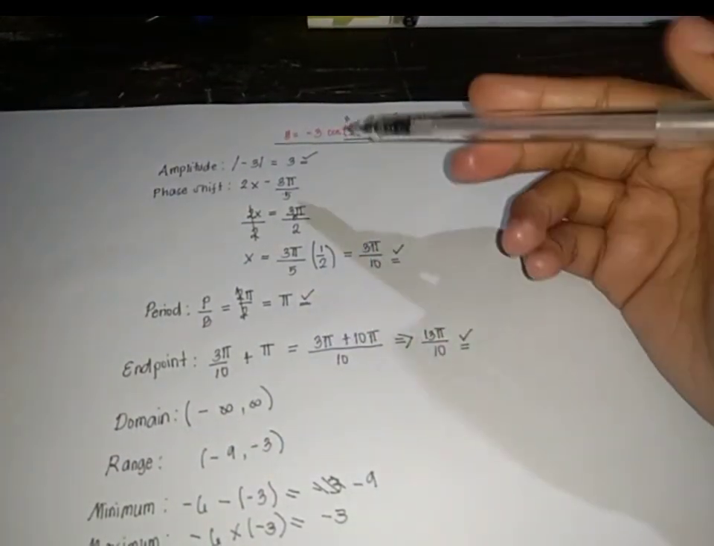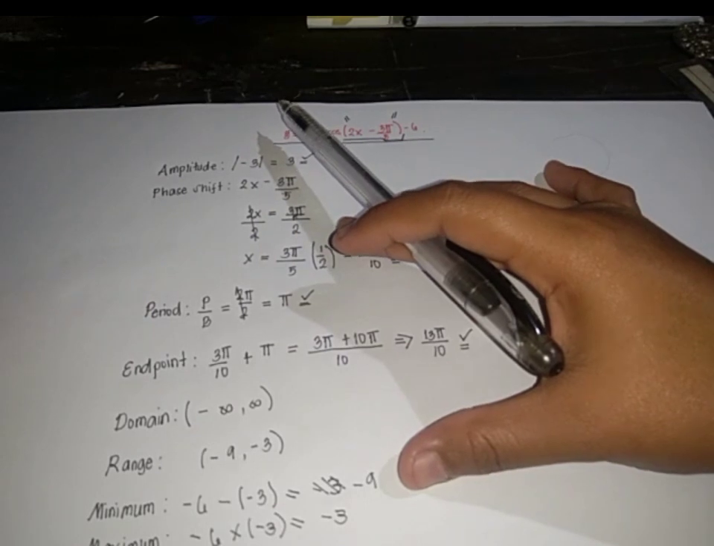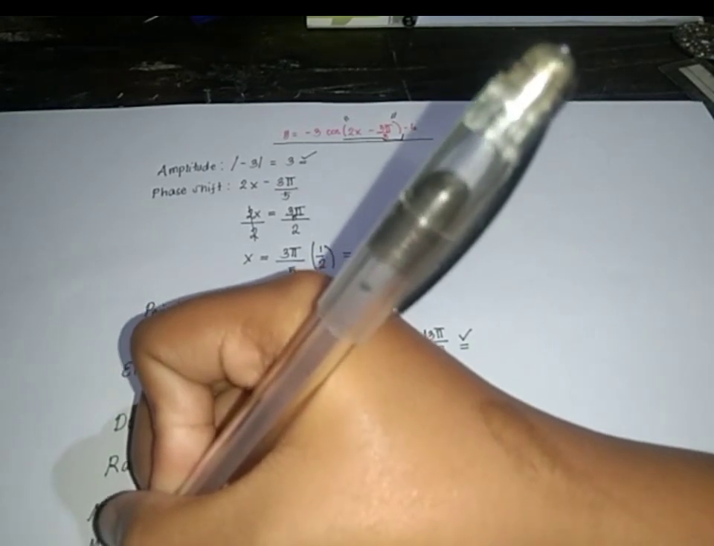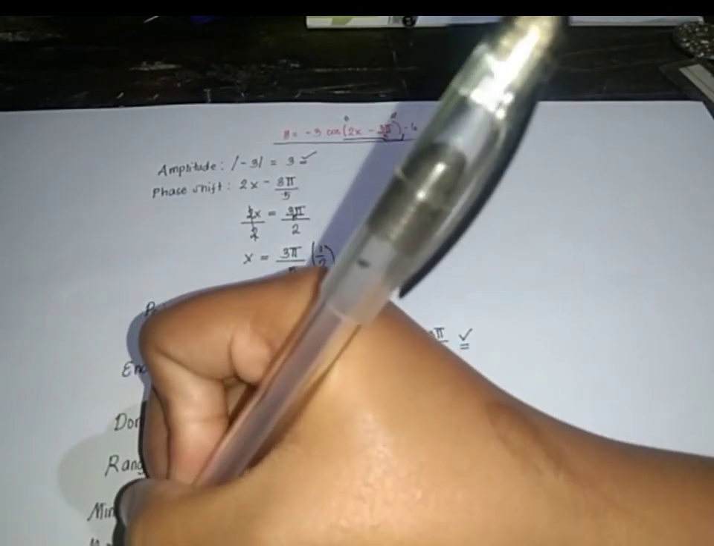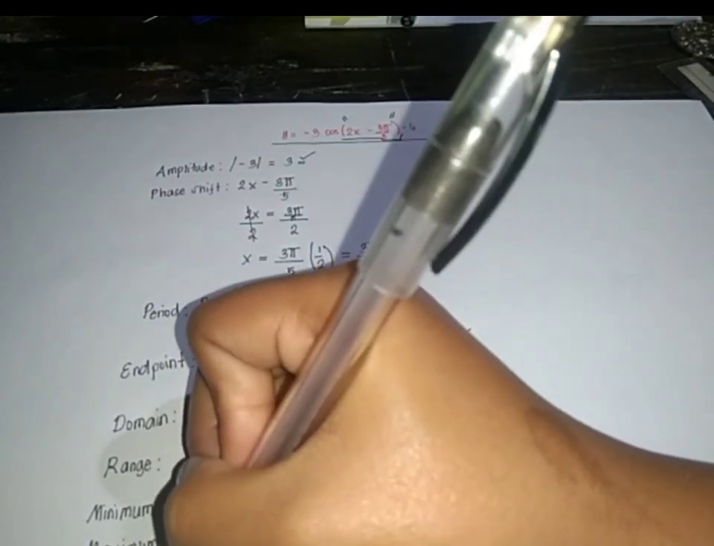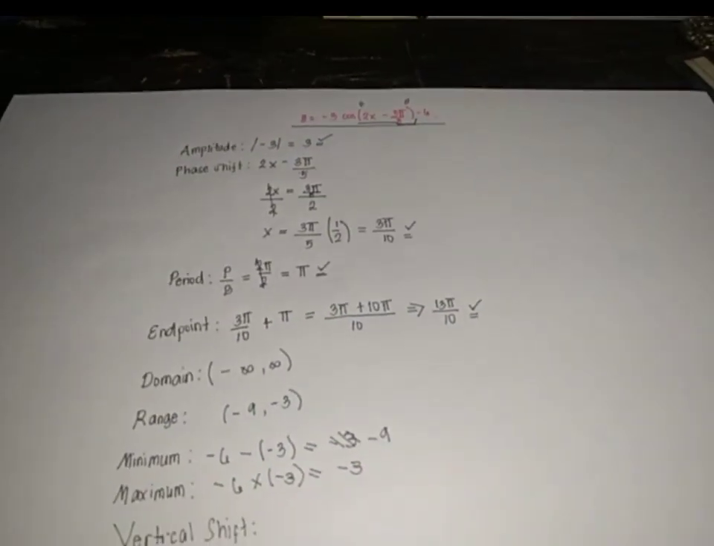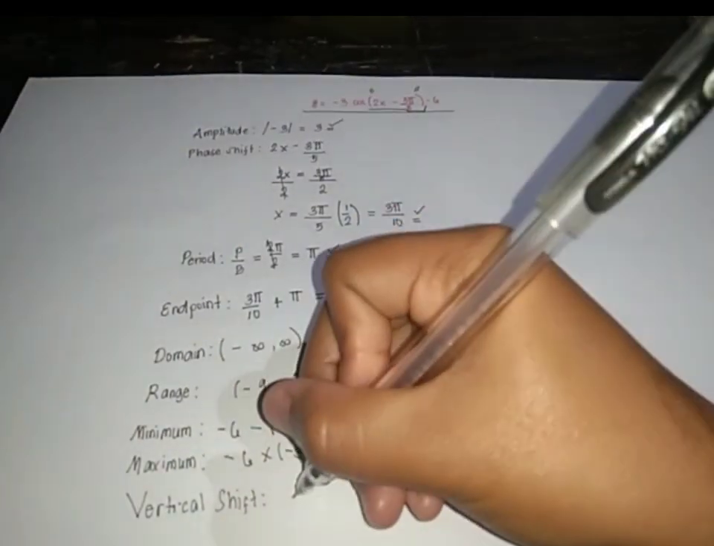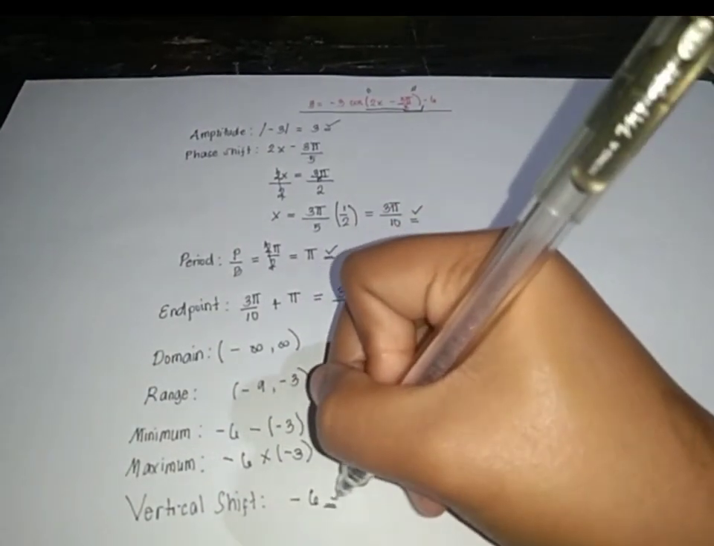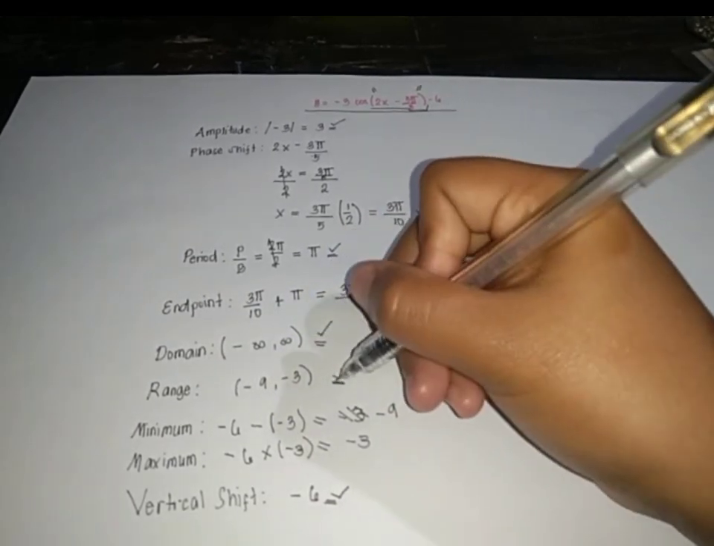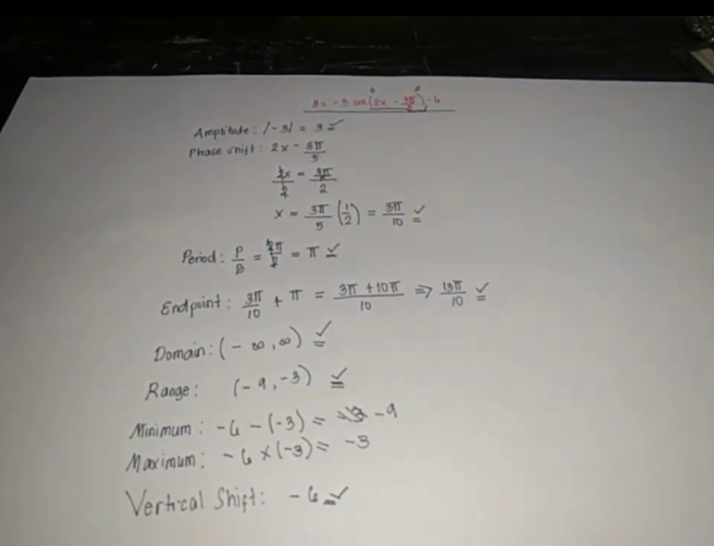I forgot to answer. We have the vertical shift, which is the negative 6. So we already answered the amplitude and the vertical shift. Next we do is the graphing.